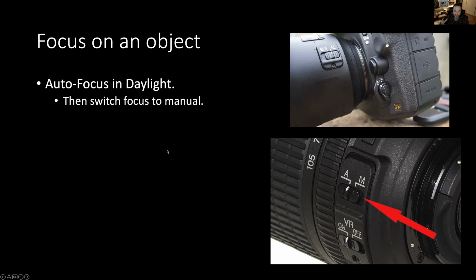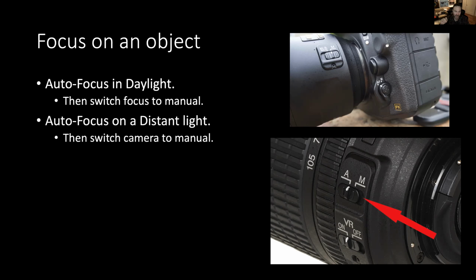So ways to focus on objects: autofocus in daylight, and then switch your focus mode to manual. You're going to see this a lot. If you know you're going to be out photographing night scenes that are way out there in the distance, and you're not moving your camera, you can focus in daylight and then switch your mode to manual. And then when it comes into night, you're not going to lose it. You can also autofocus on a distant light and then switch the camera mode to manual.